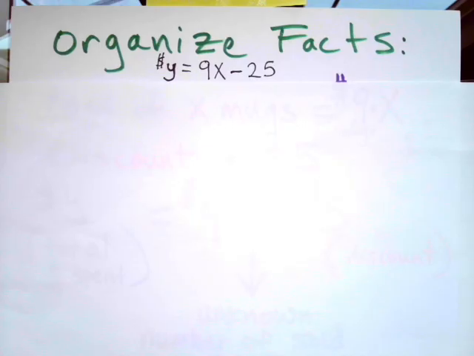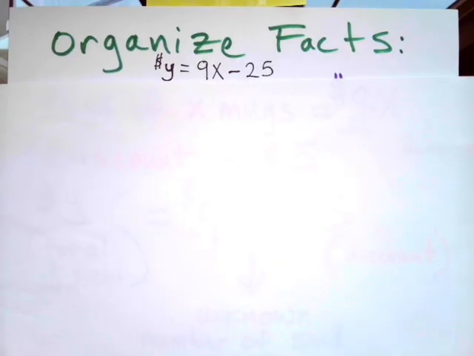This is a part 2 video of answering a word problem. Given a function y equals 9x minus 25, we're trying to determine which of these answers, A, B, C, D, and E, from part 1 video are correct. And so in this part 2 video, what I'd like to do is organize the facts.